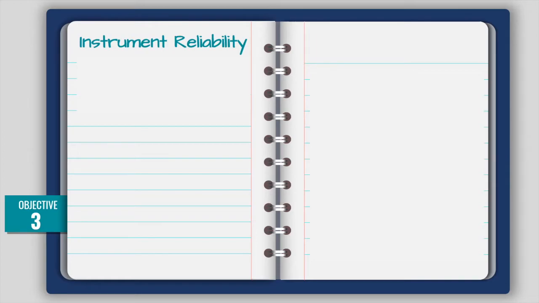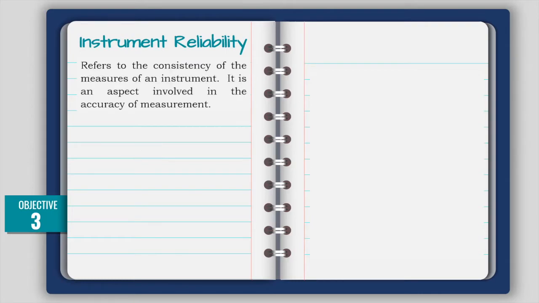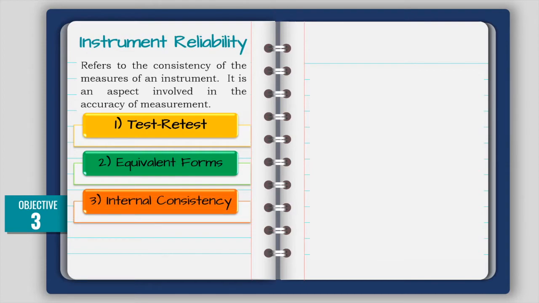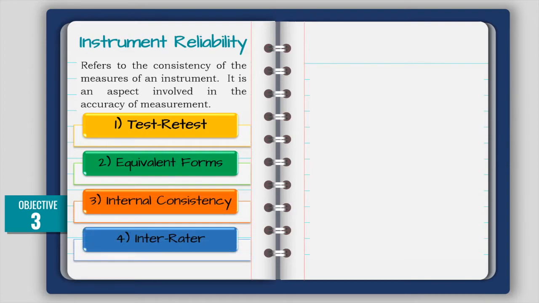Another important factor you need to consider when preparing or selecting an instrument is reliability. Reliability refers to the consistency of the measures of an instrument. It is an aspect involved in the accuracy of measurement. There are four types of instrument reliability: test-retest reliability, equivalent forms reliability, internal consistency, and inter-rater reliability.